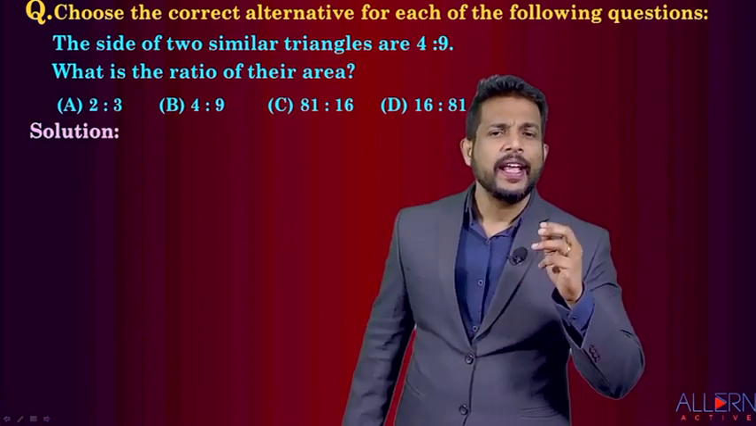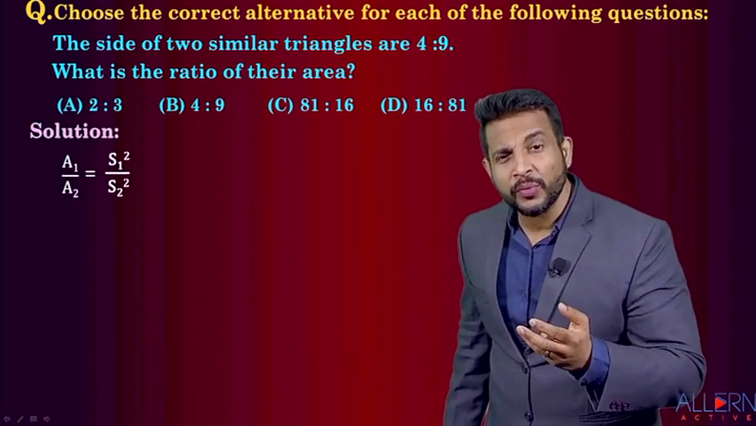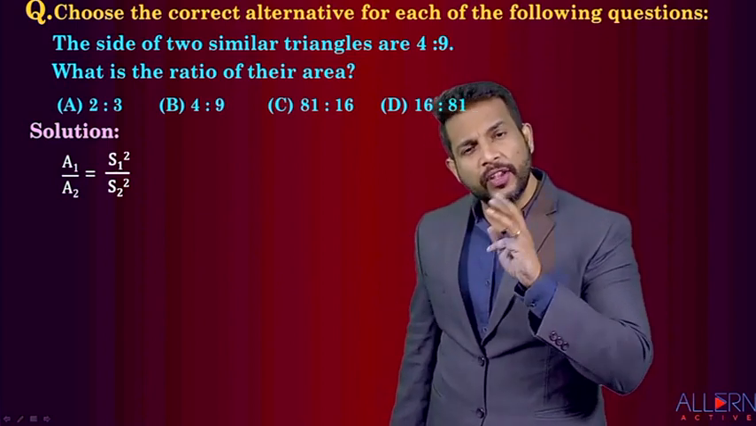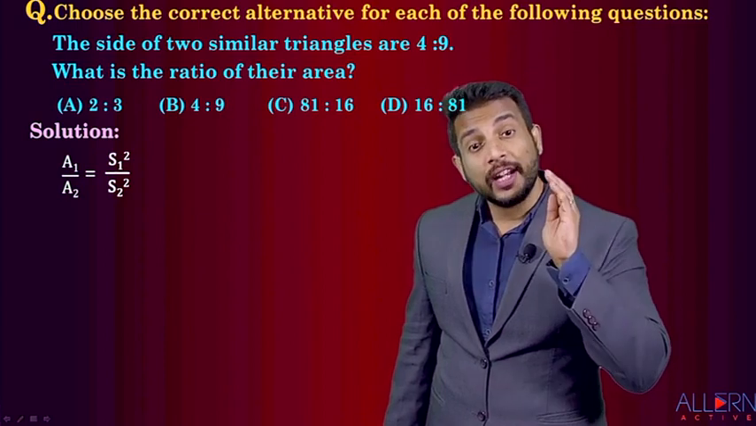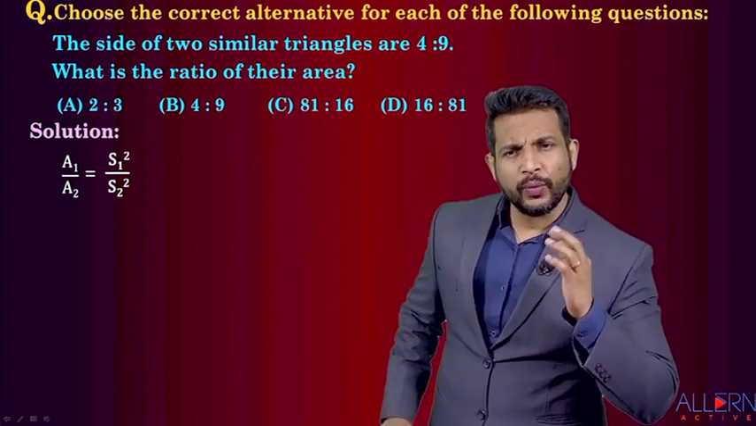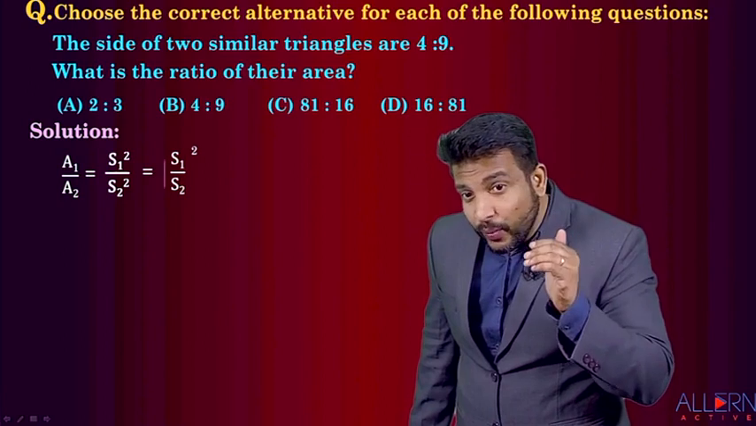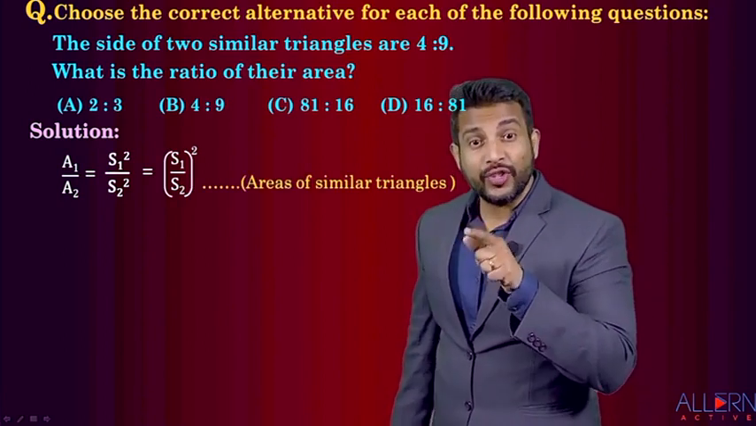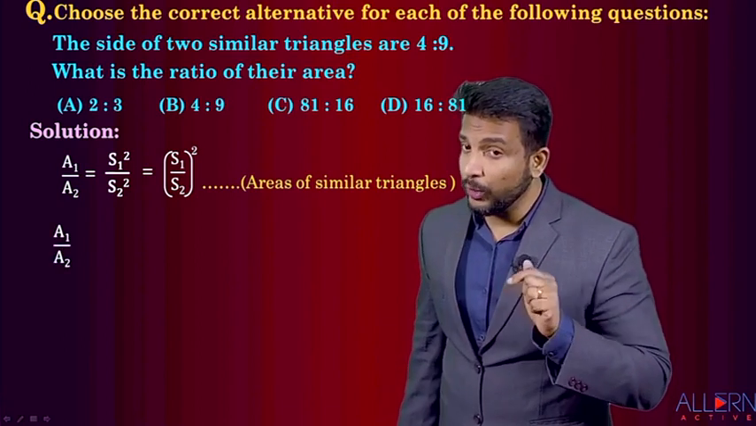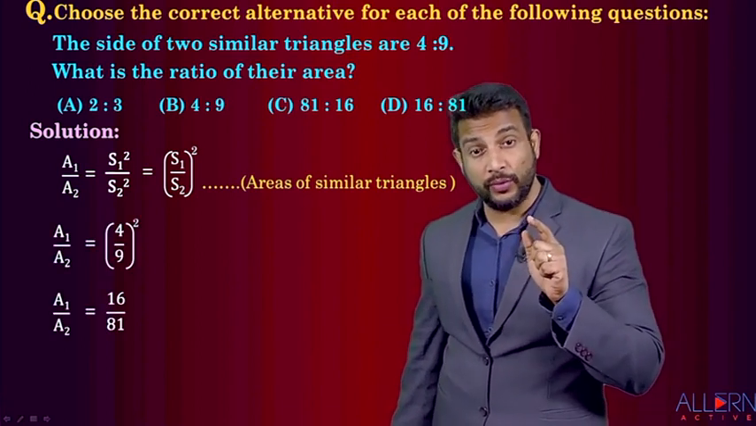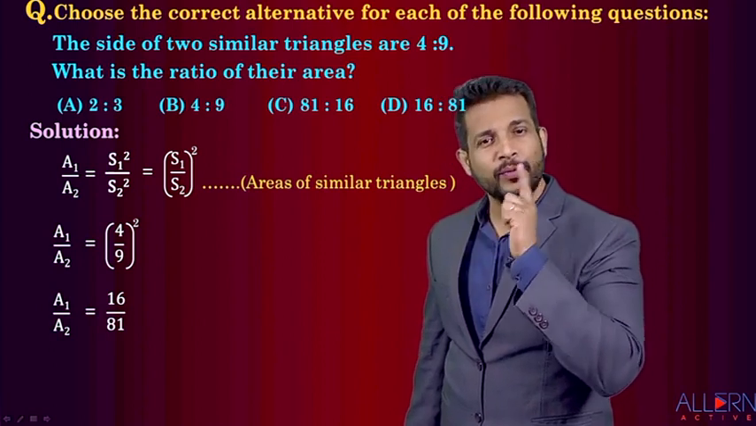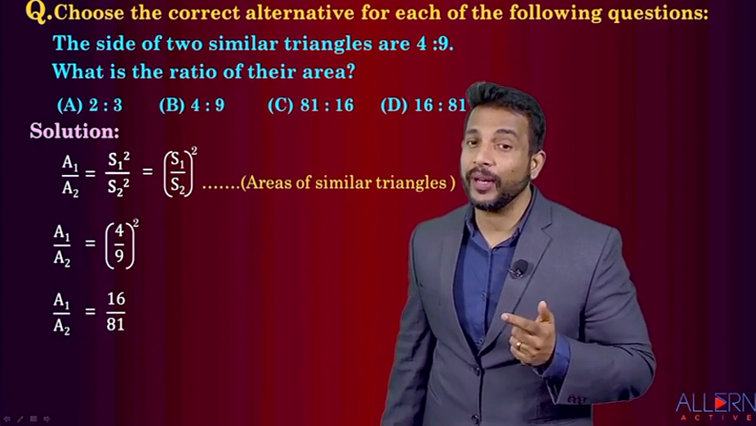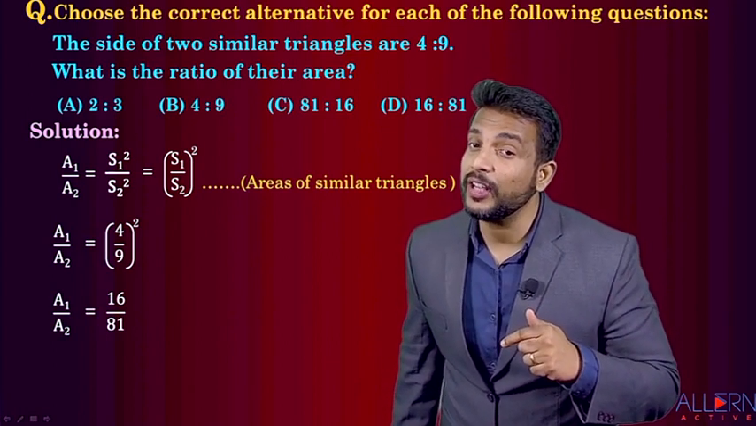So let's write it as A1 upon A2 is equal to S1 square upon S2 square. Now here we don't have the value of S1 and S2 given separately, but we have the ratio of that. So S1 square upon S2 square can be further written as S1 upon S2 the whole square, isn't it? The reason is the same, right? Now just use that. So A1 upon A2, we need to find, keep it as it is, S1 upon S2 is known as 4 upon 9. 4 upon 9 the whole square, and 4 upon 9 the whole square. 4 square is 16, 9 square is 81. That means the ratio of the areas is 16 is to 81.